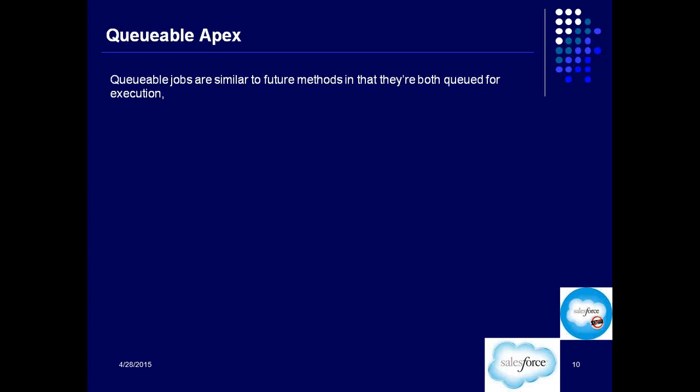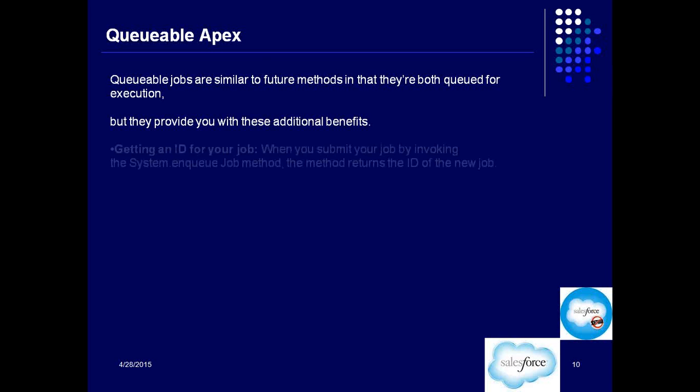That's the similarity. Difference number one is definitely that a future method is particularly for a method, and Queueable Apex is for a class. Now, what is the other difference? They provide you with additional benefits. So Queueable Apex has a few additional benefits. Though both of them get queued, there are a few additional benefits for Queueable Apex. What are these additional benefits?